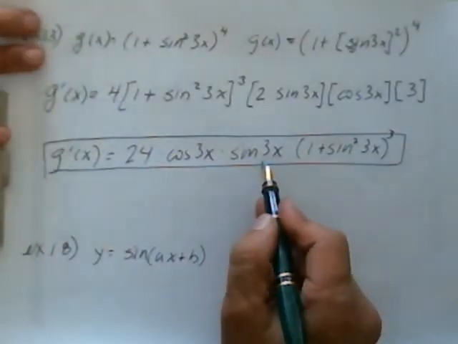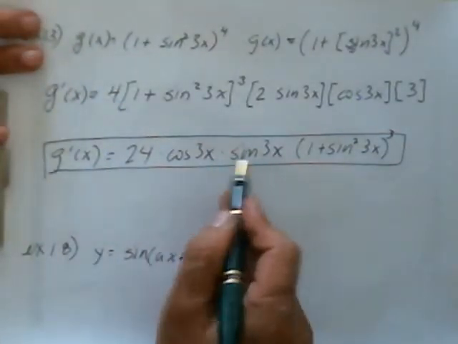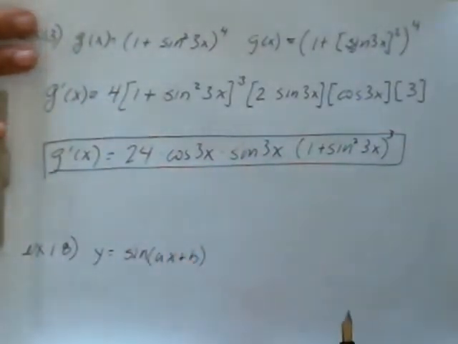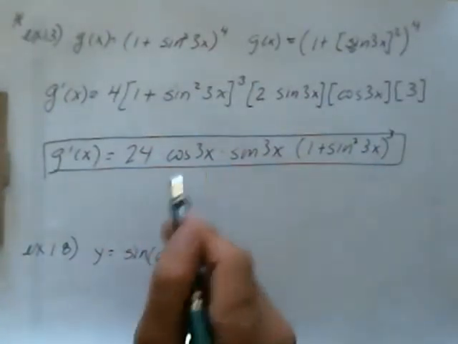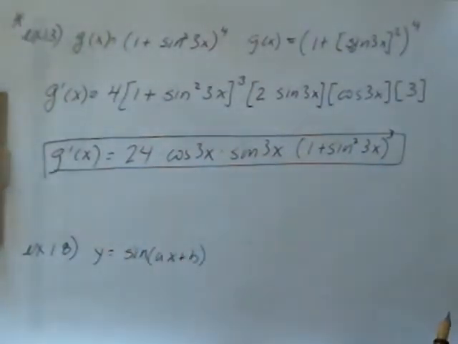Notice I could have done something with this. The cosine and the sine of 3x is the double angle, but I'm going to leave it just like that for now. I really don't know how the book did it, but let's just leave it like this.